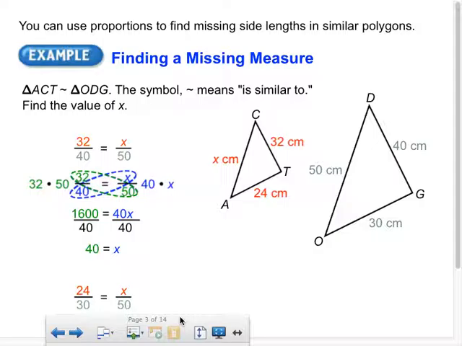Because the number is smaller? No, here's why. Look, since my x's are in the numerator and that came from this shape, then the 24 that you're using has to also be in the numerator. Okay?